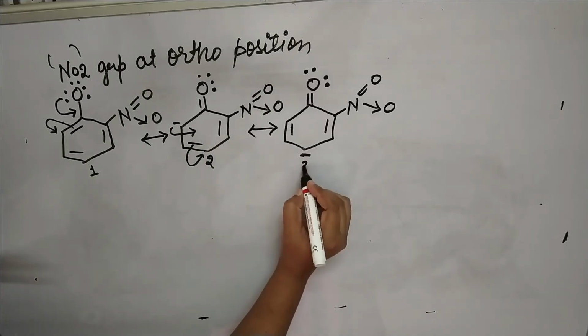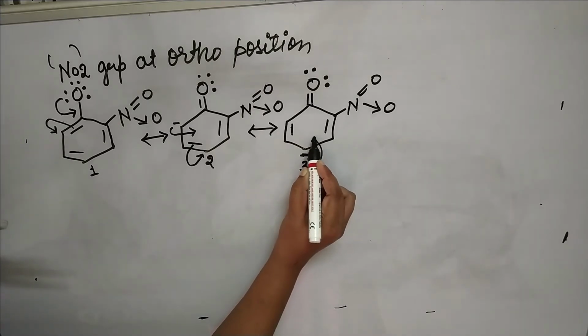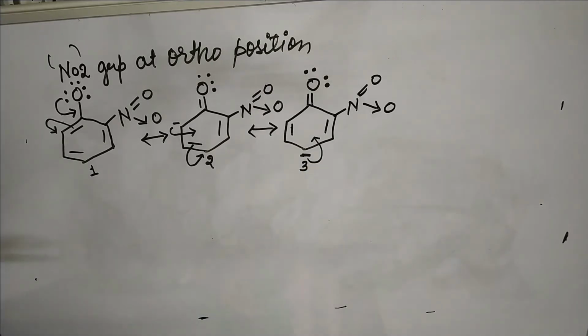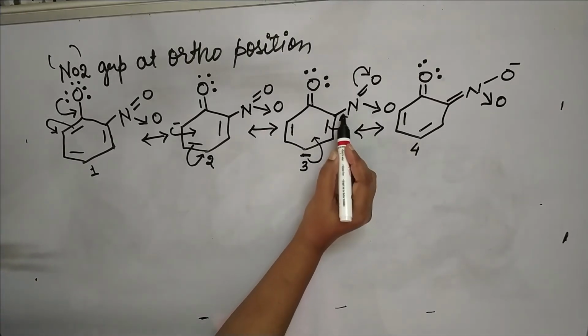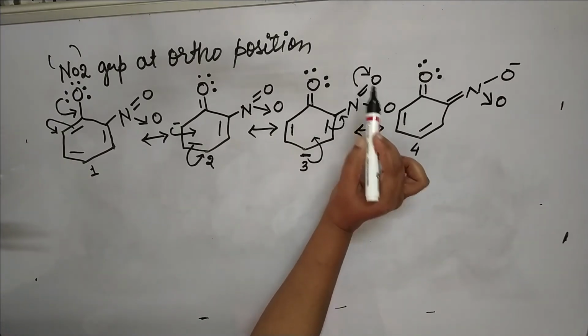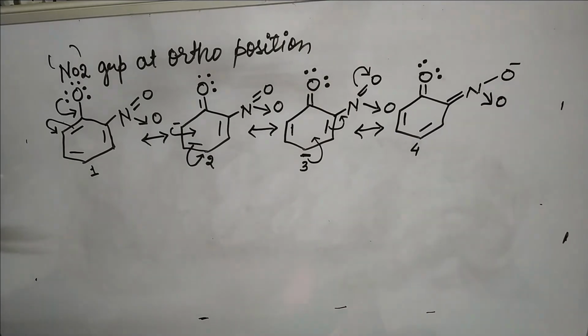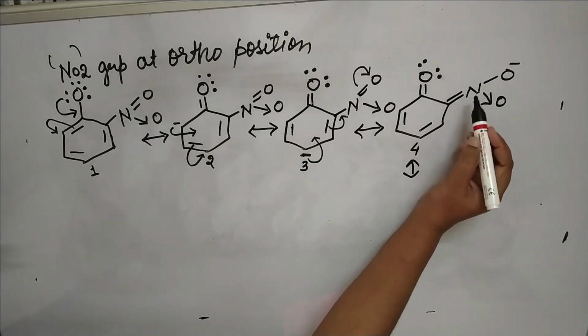So this is the third structure where the negative charge is present at the para position. Again delocalization will take place and movement of electron occur in the ring. So this is the fourth structure where this electron, they will form a double bond with nitrogen. So due to which this bond will break and oxygen will get a negative charge. So this is the 4th structure. So again due to resonance, the 5th structure will form.